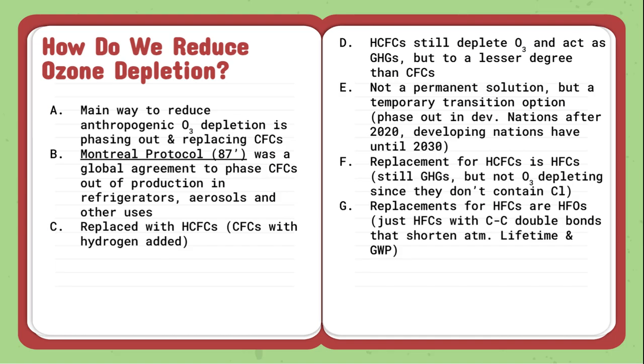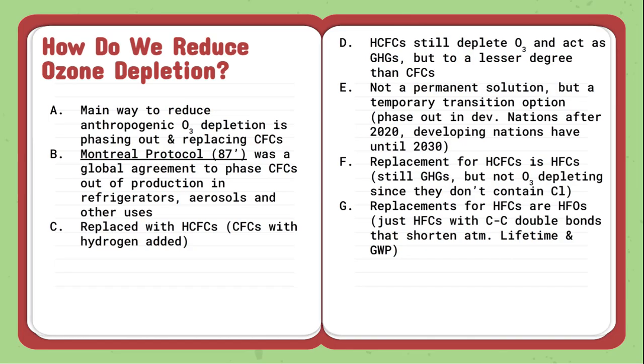This was a global agreement made when scientists proposed that our ozone layer was thinning to the point at which it may cause biological harm. It was then that we decided to phase out the use of chlorofluorocarbons in any production involving refrigerants and aerosols. They were replaced with an alternative substance known as HCFCs. HCFCs, unfortunately, still have the potential to deplete ozone and act as a greenhouse gas, but to a lesser degree than CFCs. So it's not necessarily a permanent solution.